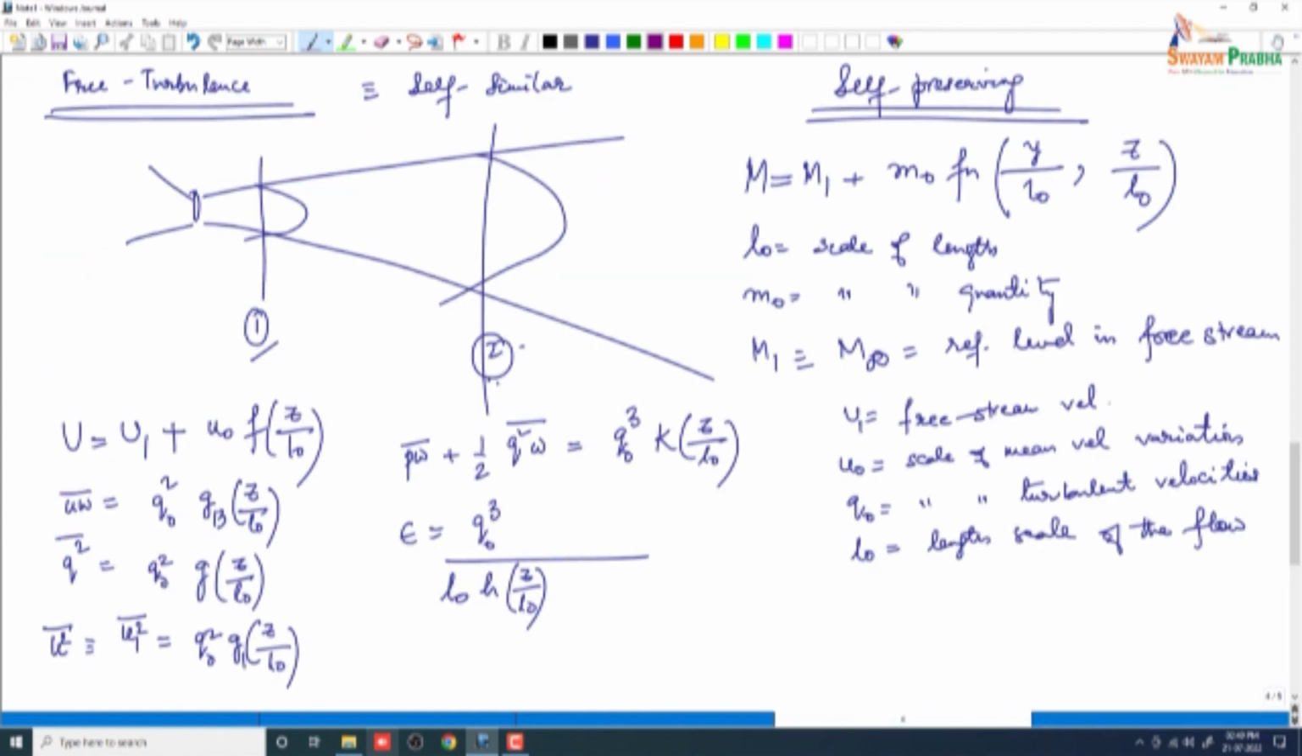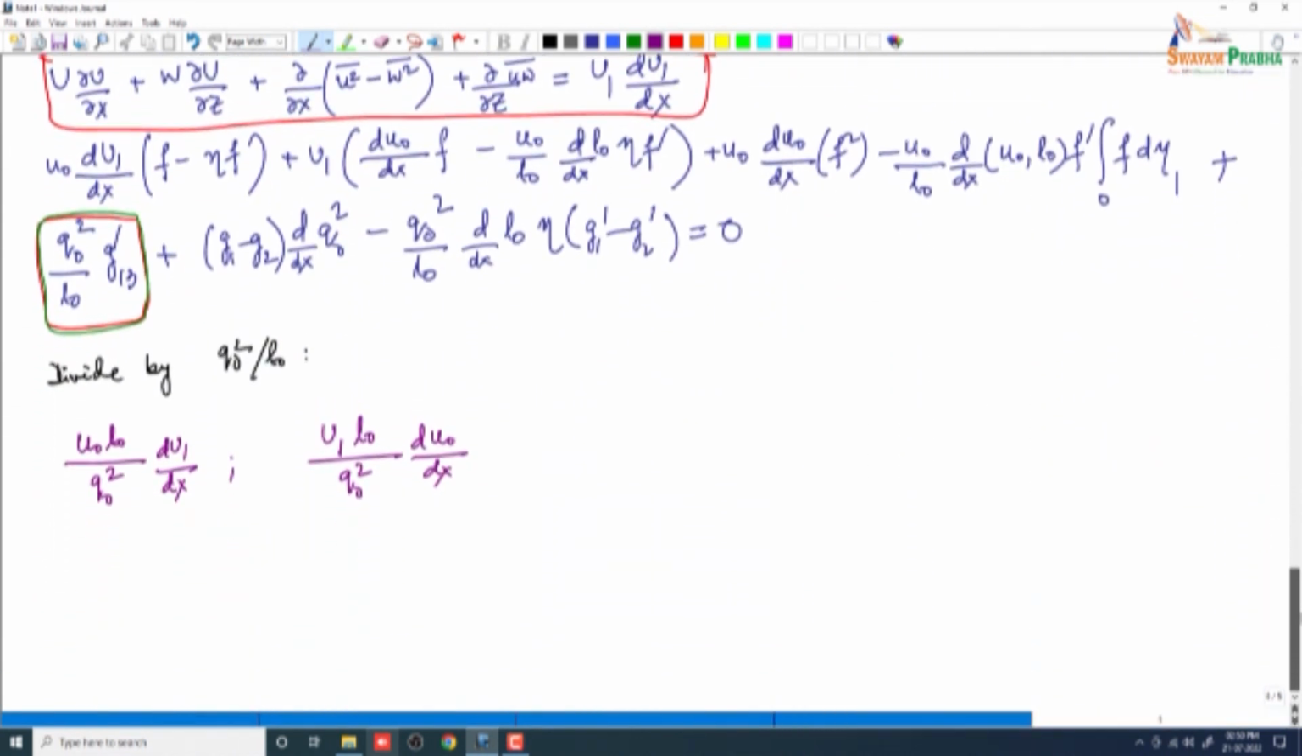Okay. Now, all these coefficients would either be 0 or independent of x, right? Now this q naught by u naught is essentially energy dissipation, right? And that's about equal to 1, right? That is, q naught is just about equal to u naught, okay?